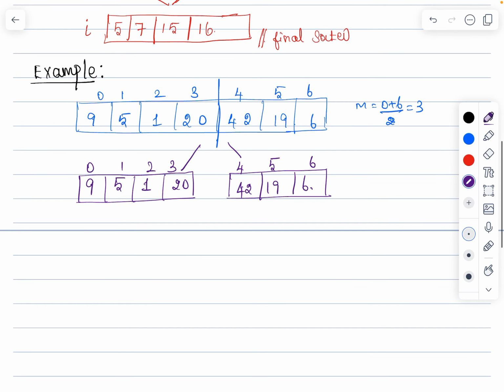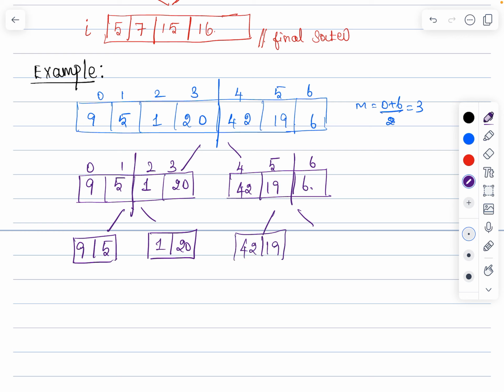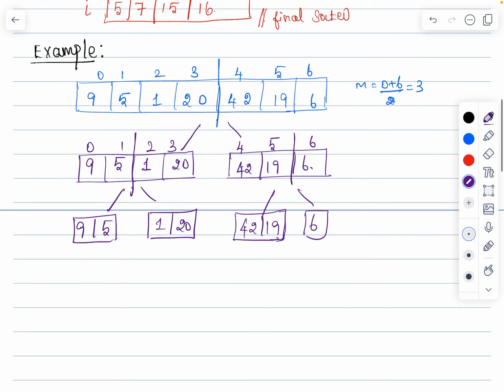Again you just keep subdividing the list until there is only one element in the list. Then if you divide again, (0 plus 3) by 2, the midpoint is going to be 1. So till 1 it is the left subarray, and from 2 till 3 is going to be the right subarray, 1 and 20. And then again (4 plus 6) by 2, the midpoint is going to be 5. So till 5 is the left subarray, and 6 alone would be in the right subarray. Until there is only one element in the list, we are supposed to divide it.